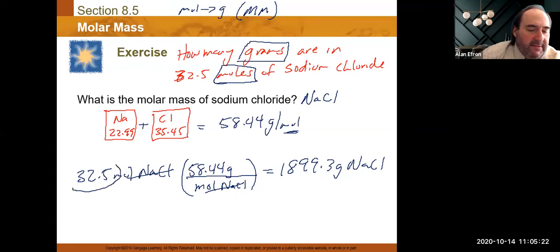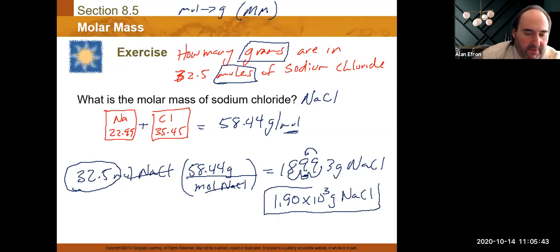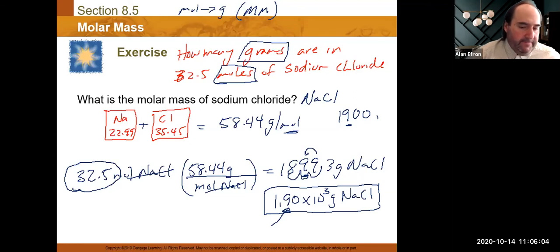In terms of sig figs, we would look at this number here. That is 3 significant figures. That takes us to here, which means we should round up, and in this case, something like 1.90 times 10 to the 3 grams of sodium chloride would be the correct answer in terms of sig figs. If I wrote 1900, technically it only has 2 significant figures with no decimal point. With a decimal point it has 4 significant figures. So the only way to get us to 3 is a little scientific notation. Any questions on that one there?